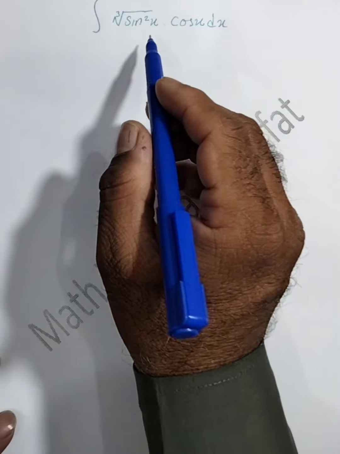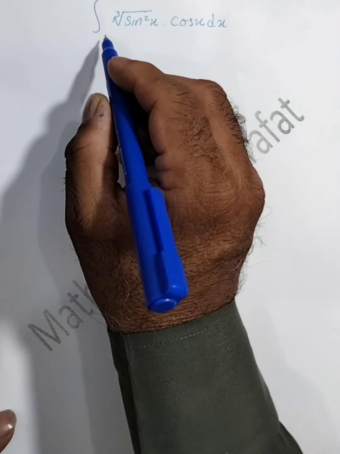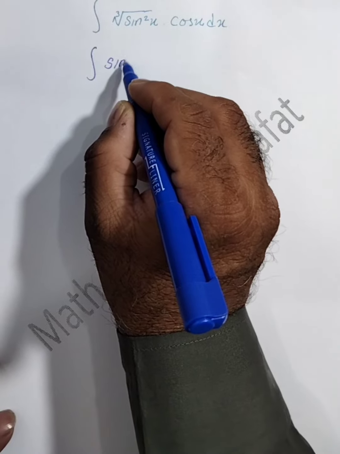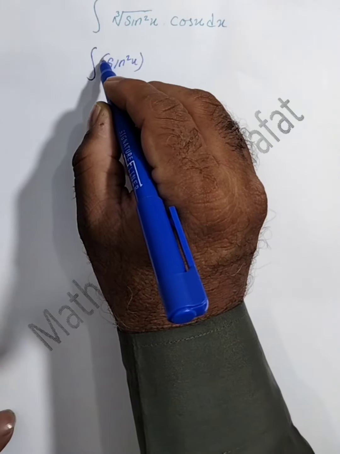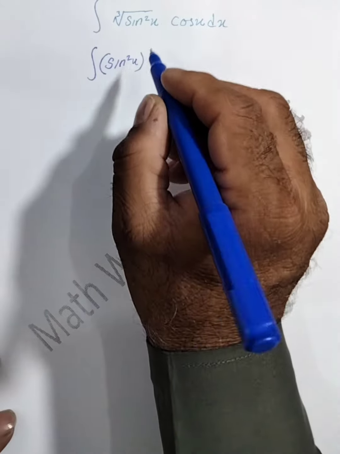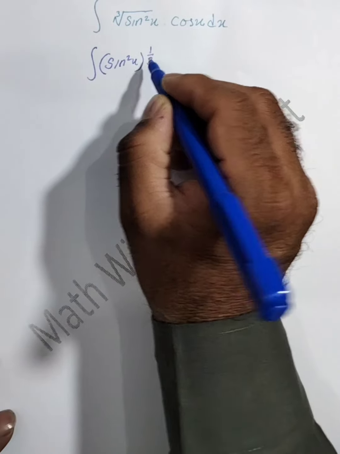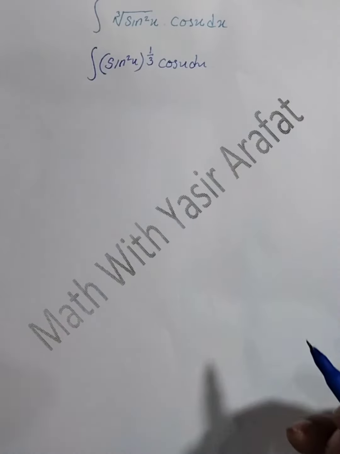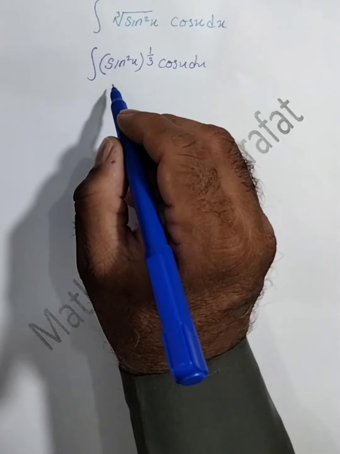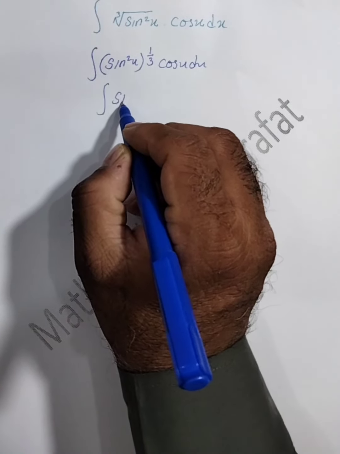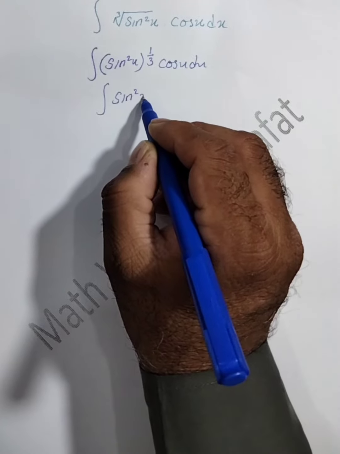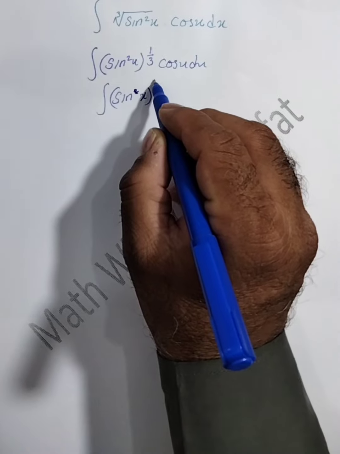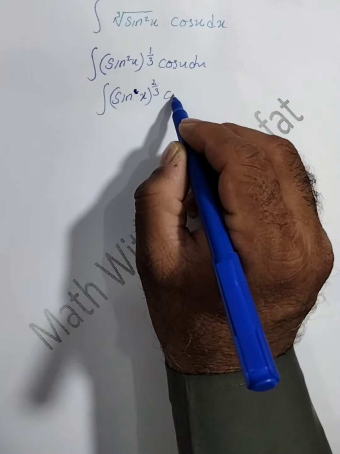Now again the same method with a trigonometric function, the substitution method. So here sin²x, and here it is in index 3, so the value of this will be 1 over 3 of cos x dx. So this 2 multiplied by 1 upon 3, so that will be sin^(2/3) x cos x.